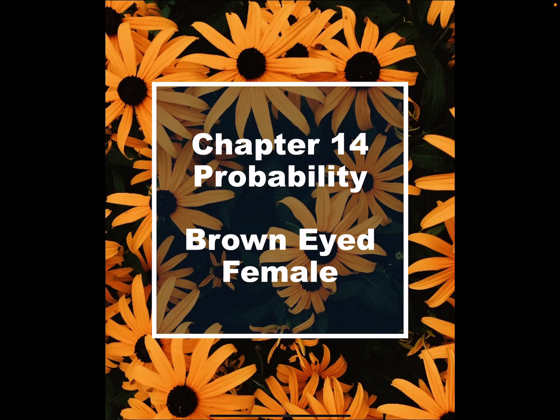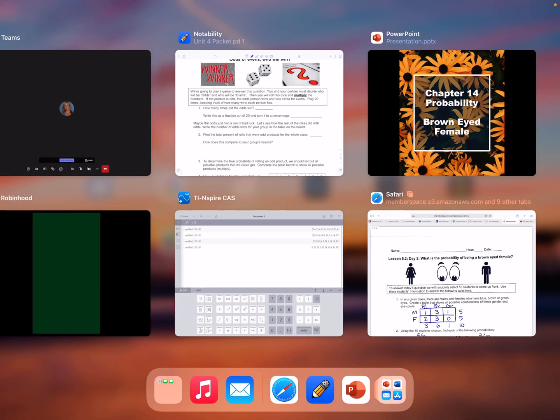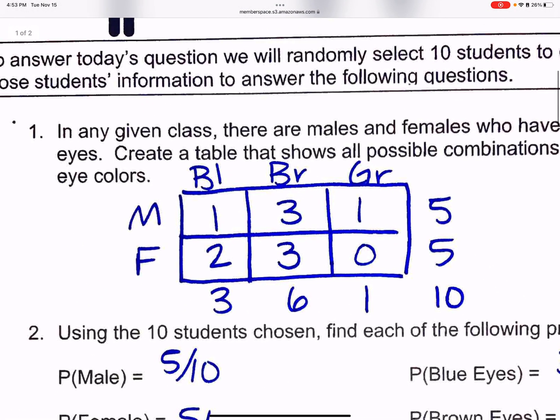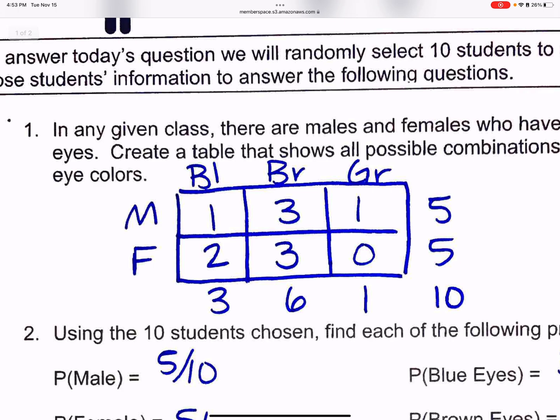Chapter 14, probability, brown-eyed female. Turn to the brown-eyed female activity. So what I did in class today is I randomly chose 10 boys and girls and came up with a separation as far as if they have blue eyes, brown eyes, or green eyes, and if they're male or female. So this is an example of one of the classes that I had.